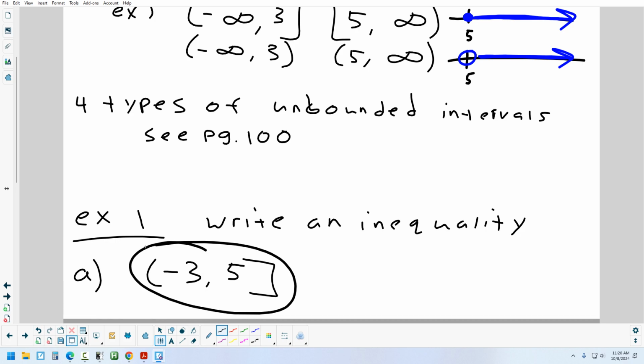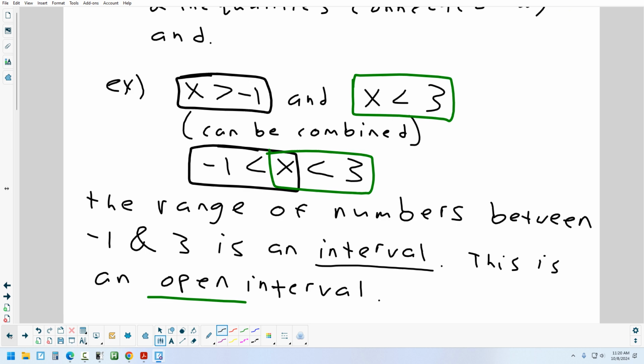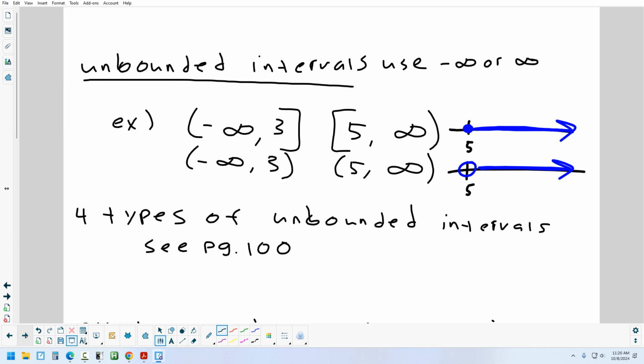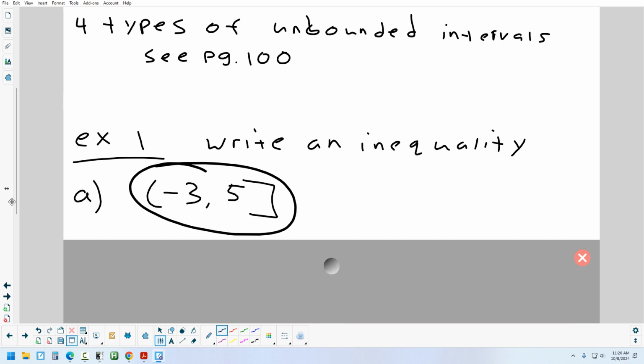Yes, it's an interval. What they want is an inequality. Okay? An inequality is something like that. So that's an inequality. That's an interval. That's a graph. So it's 3 different ways you can write answers. Okay, so they want an inequality. So we're going to start by picking a letter, and that's in the middle. What would go on the left?